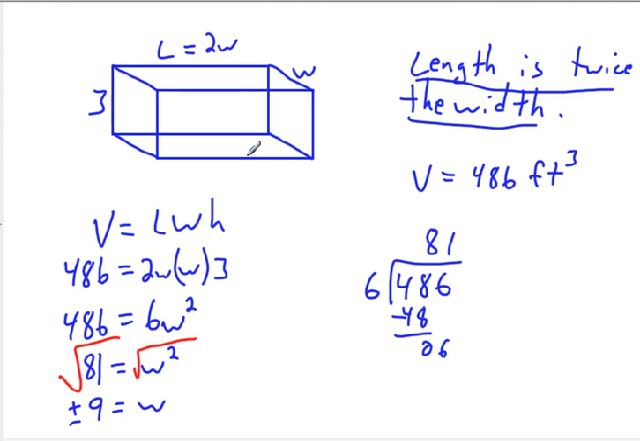And so in real world cases, we sometimes, not always, need to eliminate one of the answers. So we're going to eliminate the negative 9 and just say the width is 9 feet. And then in that case, the length is going to be 18 feet.